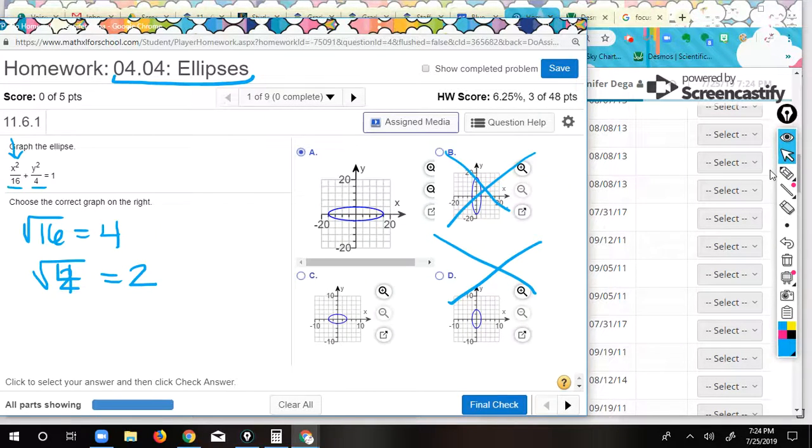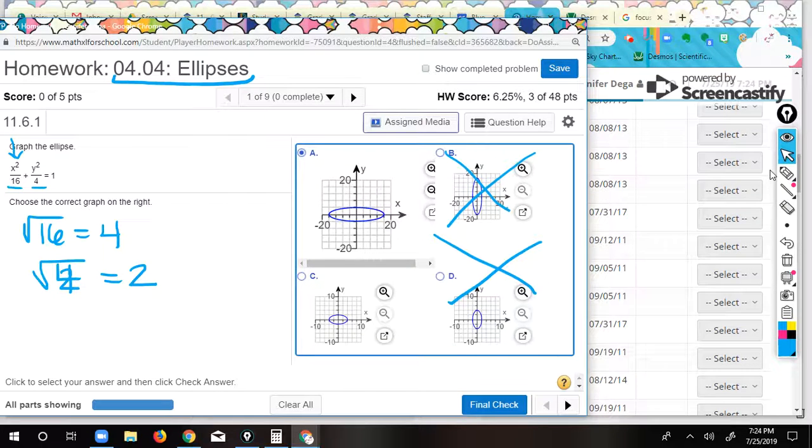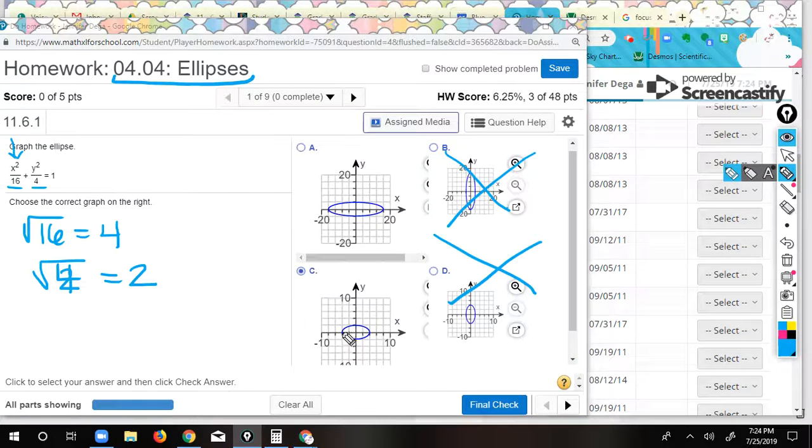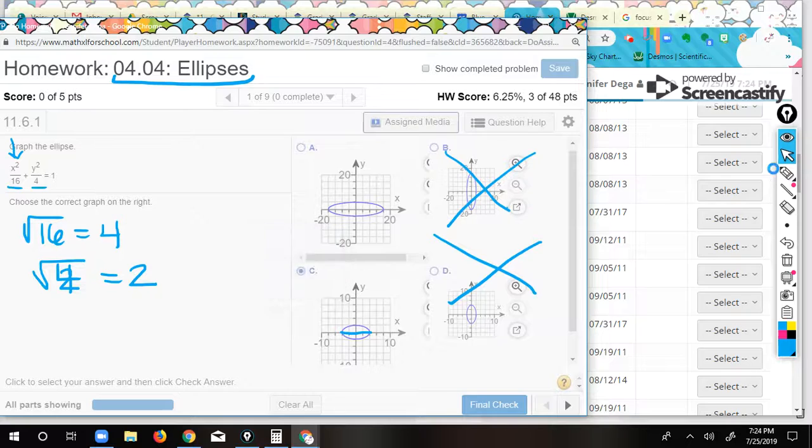Oh, no, we're not right. So it's going to be the total length of it. So it's going to be C. So that means along the x-axis, it should be 4. Okay, so 1, 2, 3, 4. So that'll be the one. Yay!